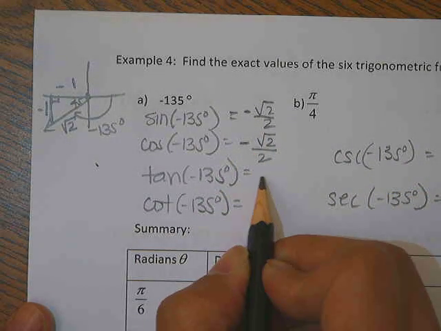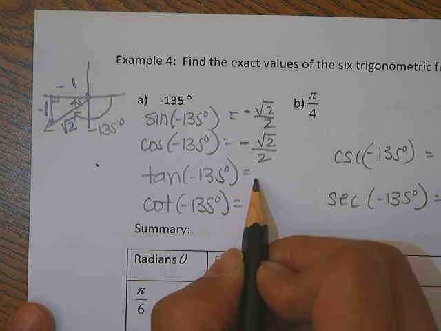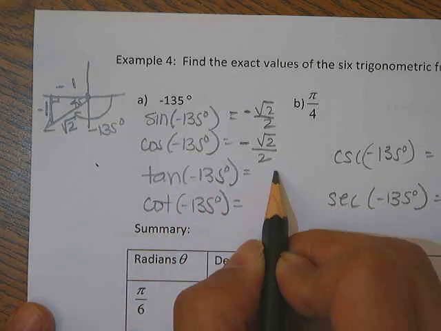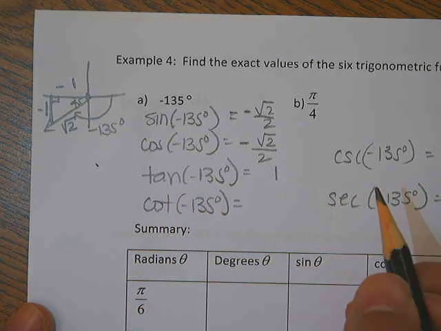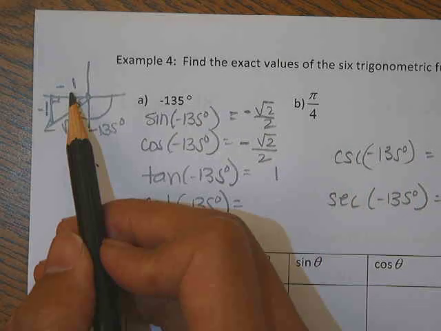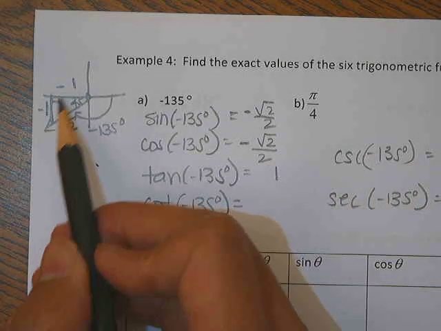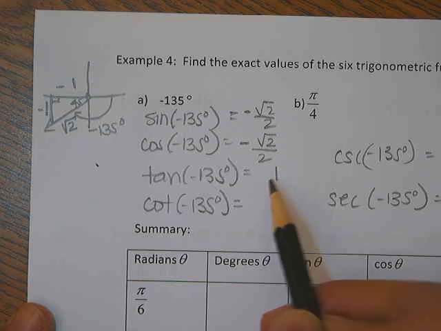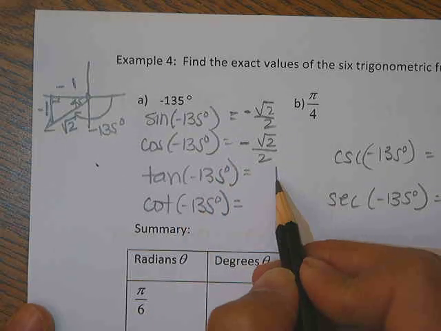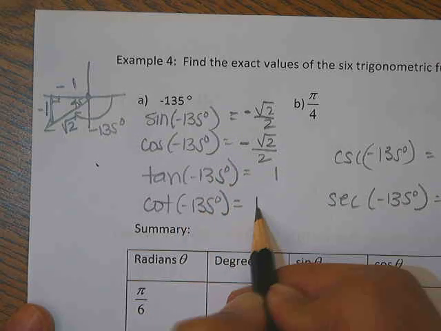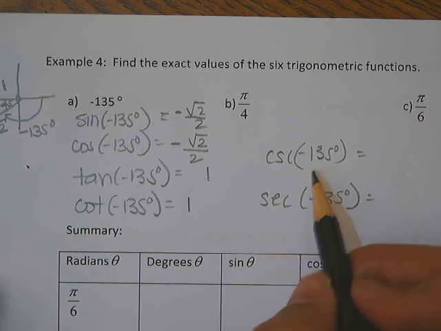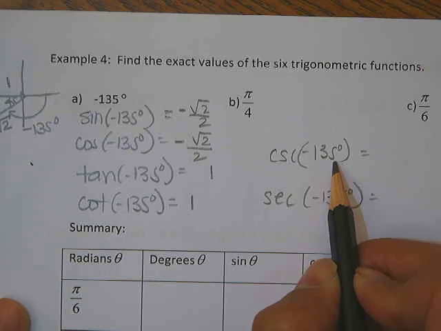Tangent, as we spoke earlier, of multiples of 45 degrees is always 1. The question is, is it going to be negative or positive? Well, a negative y and a negative x will make this a positive tangent. Cotangent, hey, what do you get when you take the reciprocal of 1? It's also 1. Cosecant of negative 135 degrees.